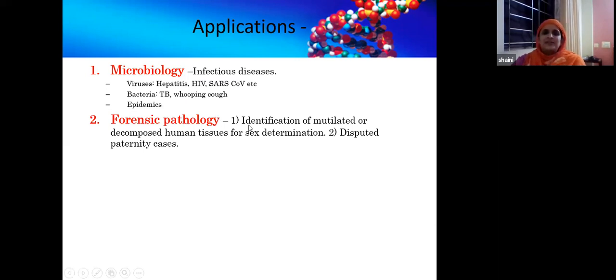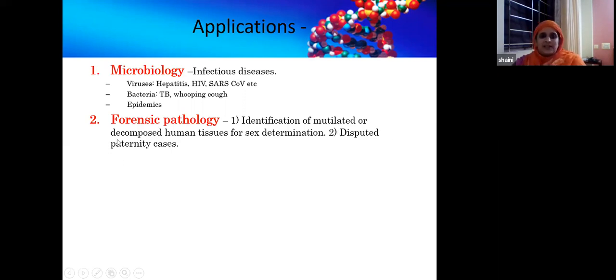Next is forensic pathology. As I said again, in mass casualty cases where the bodies are totally mutilated, and sometimes in feticide, when you want to identify the sex or gender of the person, you can use the PCR technique. You scrape a little bit of the buccal mucosa, and then test for the Y chromosome or a segment of the Y chromosome. If it is present, identified as male, and if it is not present, identified as female.